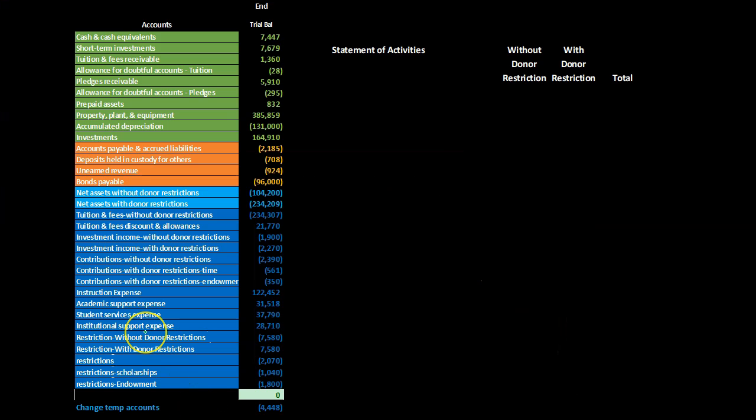We're going to have the information that's going to be on the left side. This will be our trial balance. We're going to be constructing our statement of activities on the right side. The trial balance will be in order with the assets in green, the liabilities in orange. Then we have what would be similar to the equity section in a for-profit organization, what would be here the net assets section in the private college.